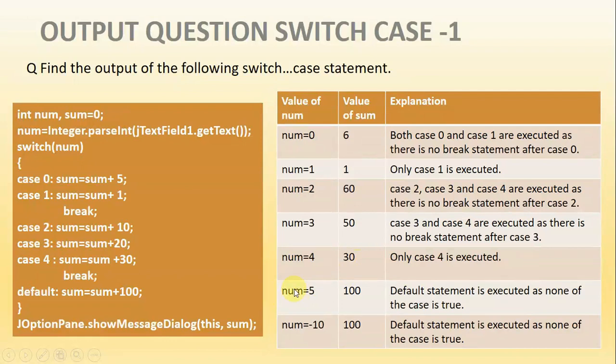And suppose we have entered some other value. So let us suppose 5 has been entered. So in this case, as none of the case is true, it will come to default statement and 100 will be added to sum. As the value of sum is 0 initially, so the value of sum will now become equal to 100. And let us take one more case. Suppose I have entered a negative value, minus 10. So again, as none of the case is true, it will come to the default statement, and here again 100 will be added to sum, as the sum was previously 100. So the final value of sum will become 100. So for any other value other than 0, 1, 2, 3 and 4, the value of sum will become 100.